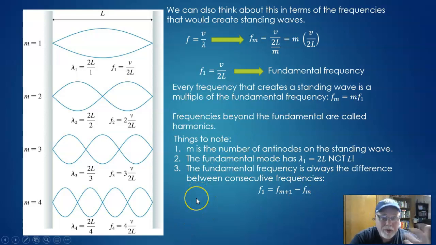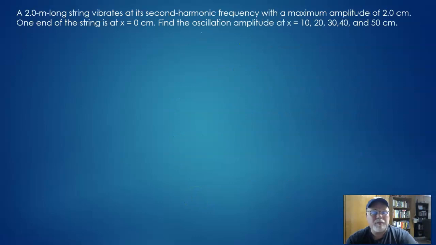Now, let's apply some of this information to a problem because I think you need to see it in action. Let's suppose we have a 2-meter long string and it's vibrating at its second harmonic frequency. Now, you're hearing second harmonic and you're already thinking, oh, 2 antinodes. Okay. It's got a maximum amplitude of 2 centimeters, and one end of the string is at x equals 0 centimeters. And it wants to know, well, what's the oscillation amplitude at 10, 20, 30, 40, and 50 centimeters?